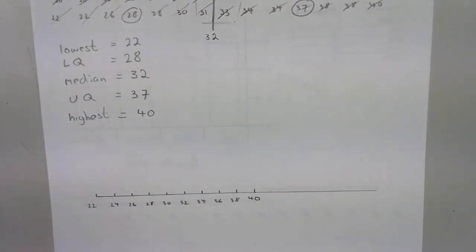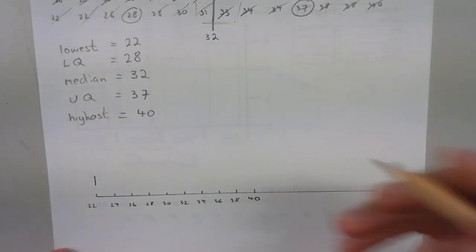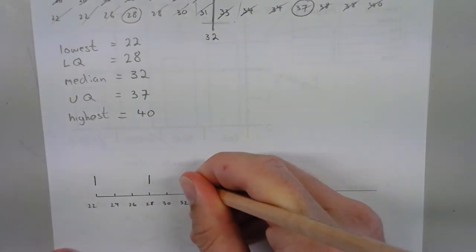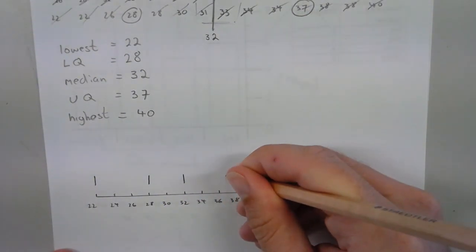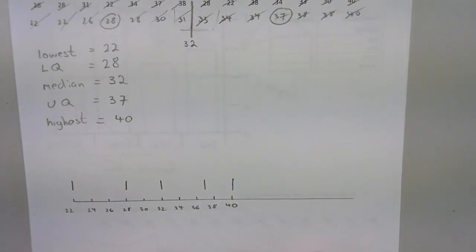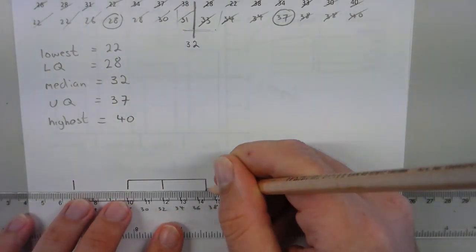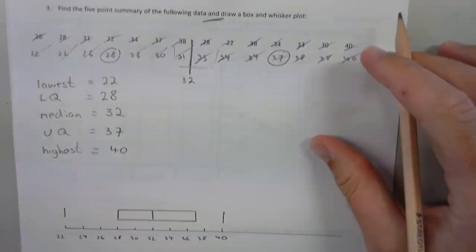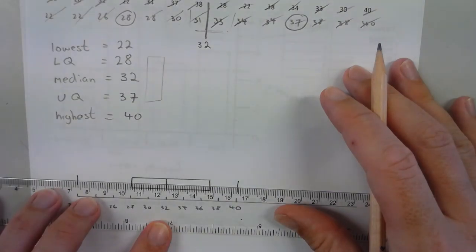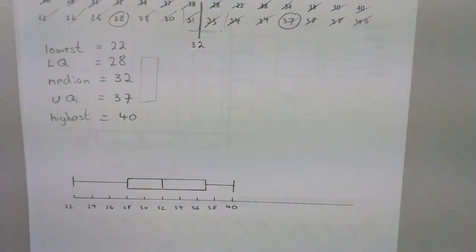Now the best way of drawing your box and whisker plot is to draw a small line above. So lowest, 22, lowest quartile, 28, your median is 32, your upper quartile is 37, and your highest is 40. So if you draw lines like this, you then put a box in between the lowest quartile and the upper quartile. So there's your box. So your box goes from between these two there, and then your whiskers come off the side of the box. That's why it's called a box and whisker plot. So that's what it looks like.